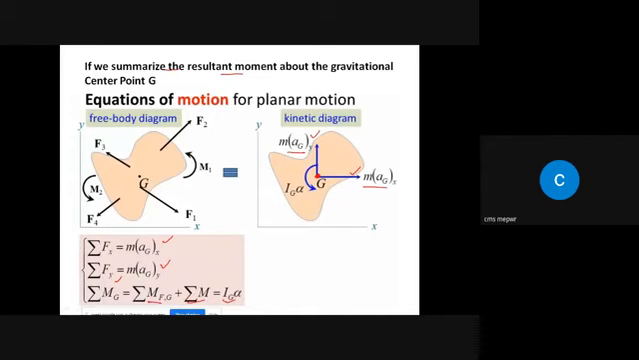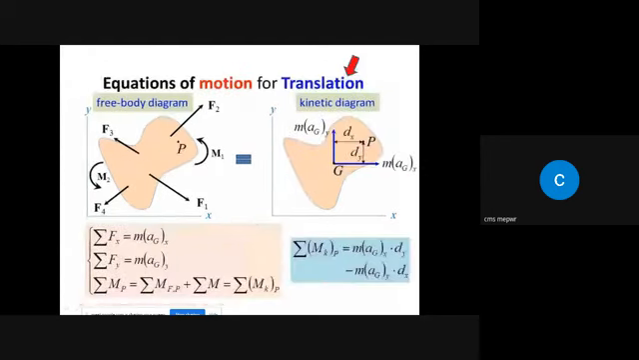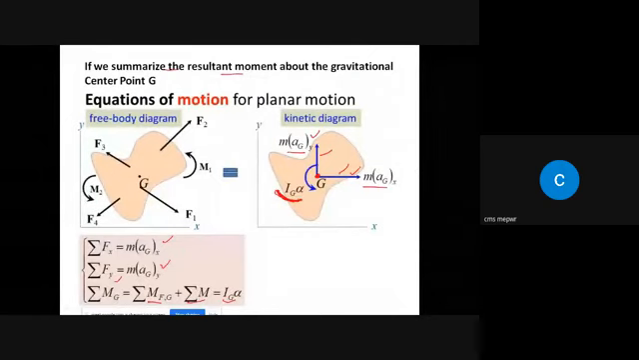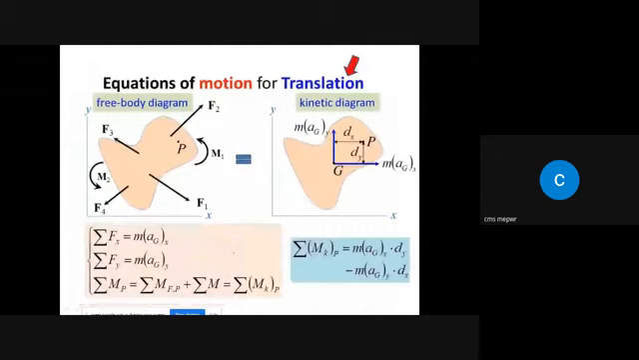How should it be equal to Ig alpha? Because moment due to this one should be equal to zero, moment due to this one should be equal to zero, and the only moment that will be left will basically be the inertia couple moment. So that's why we put that one as Ig alpha. Now let's move forward.